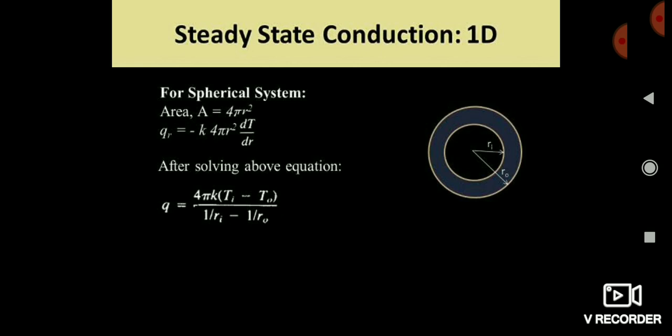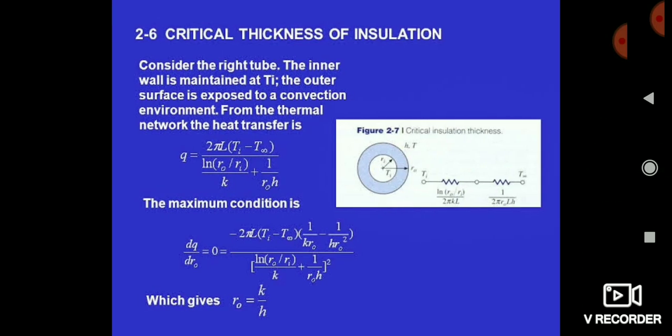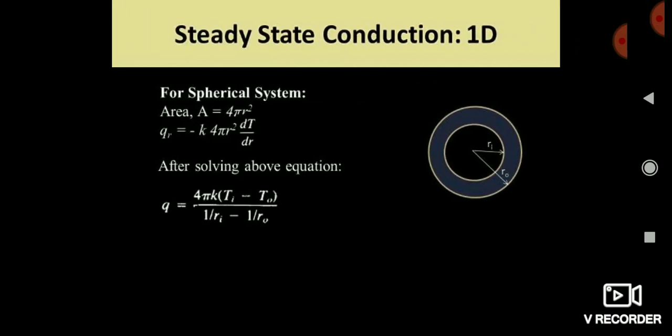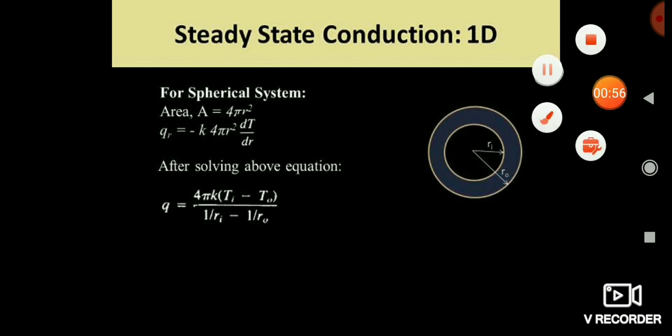And friends, you see that the derivation for the amount of heat flow through the sphere is equal to 4 pi k into Ti minus T naught divided by 1 by Ri minus 1 by R naught. Friends, you have to simply remember this formula, and questions are normally asked based upon the formula only. So this is all about the cylinders and spheres.